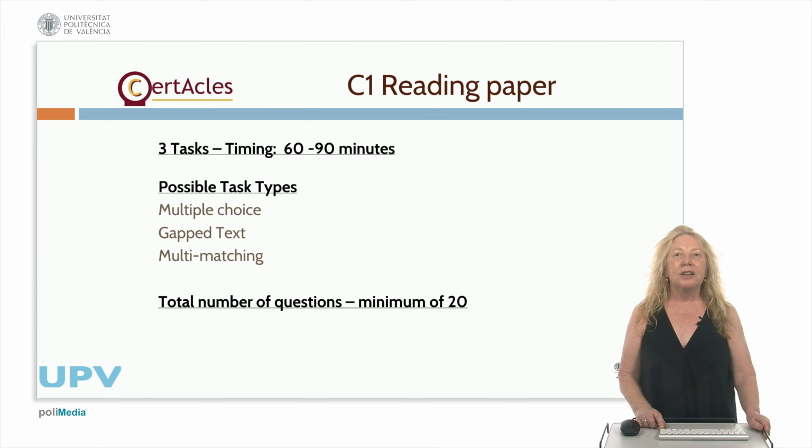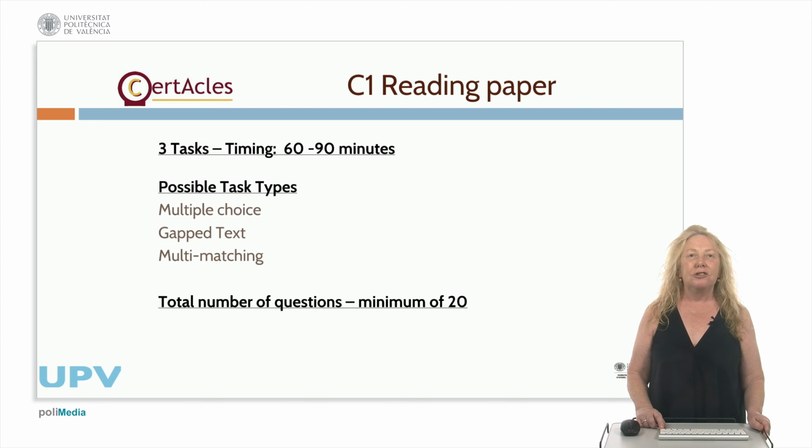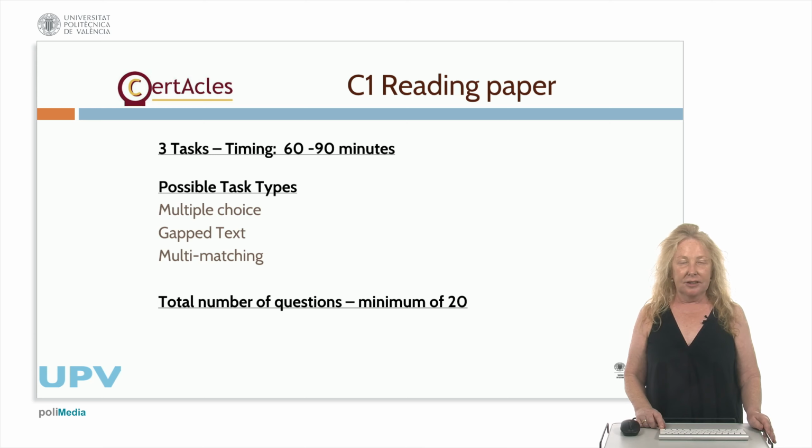In the reading part of the exam, you will be asked to complete 3 tasks with a total number of questions of at least 20. The total number is usually around 24. That's 8 questions per task. You will have between 60 and 90 minutes to do this, depending on the number of questions.